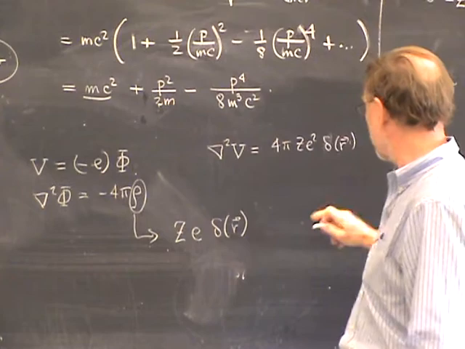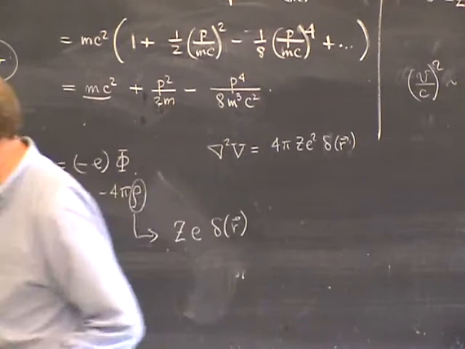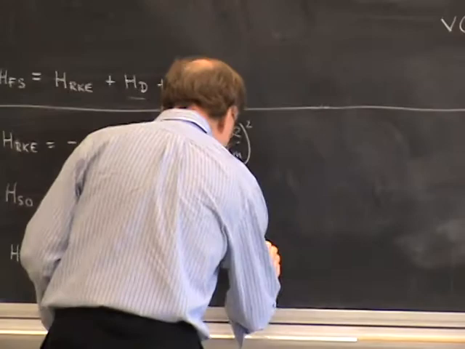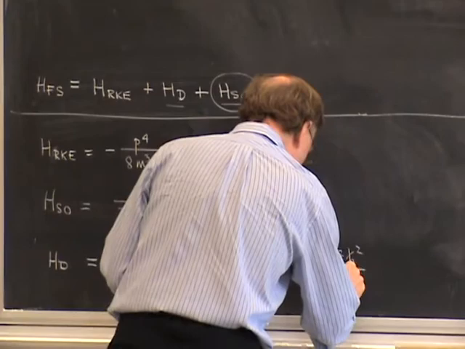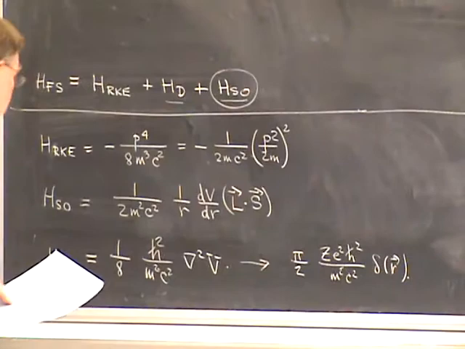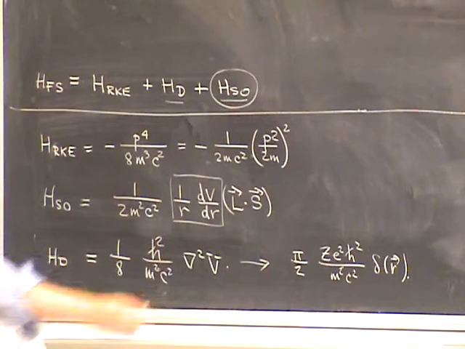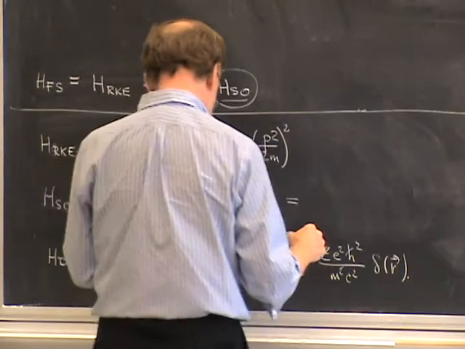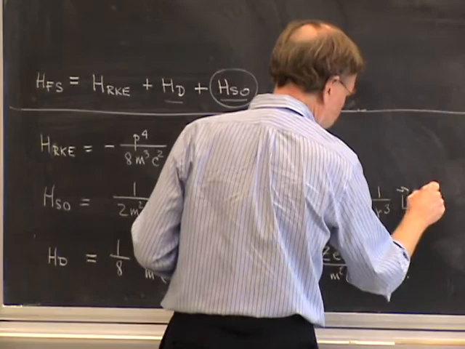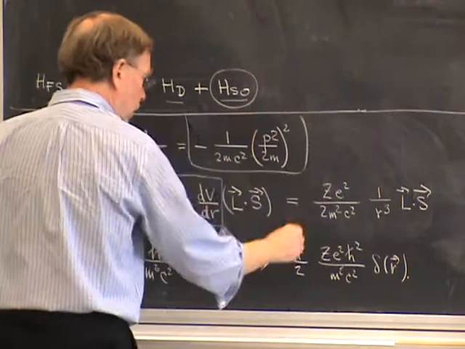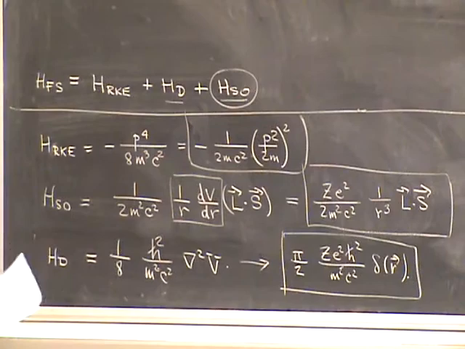And so to fill this in, for the case of the hydrogen-like atom, the Darwin term becomes equal to pi over 2 times Z e squared h bar squared divided by m squared c squared, times the Dirac delta function of r. Also, for the spin-orbit term, it's easy enough to differentiate the potential dV/dr and divide by r and plug that in. If you do, here's what you get: Z e squared divided by twice m squared c squared, times 1 over r cubed, times L dot S. And so here they are, the three terms which we'll take as perturbations on hydrogen-like atoms, and work these out to see what they do to the energy levels.